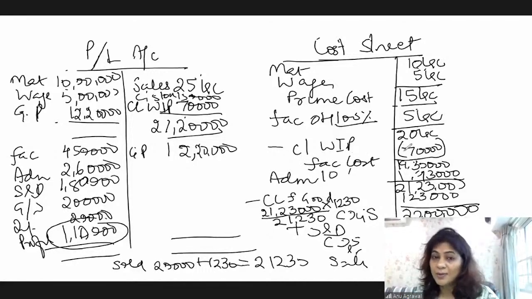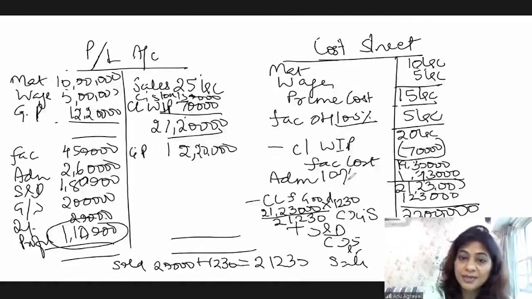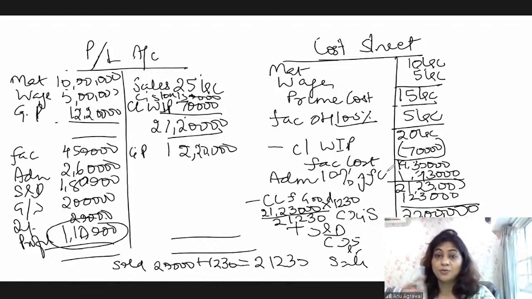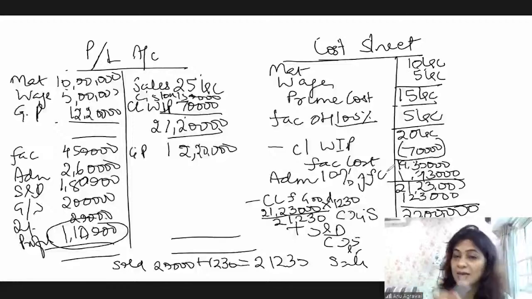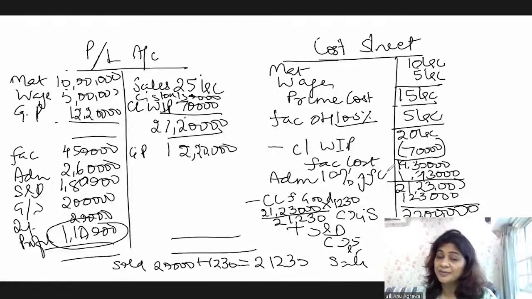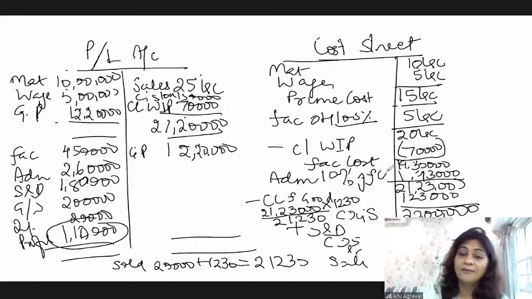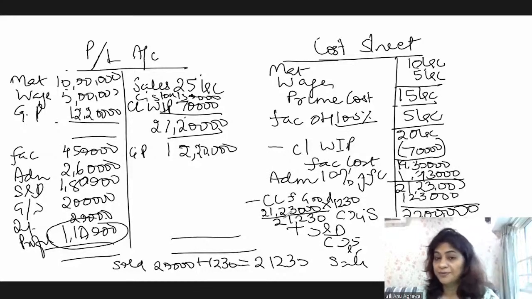19,30,000. Then the question says I need to charge 10% of factory cost as admin overhead. I should not look into what is my actual. So 10% of factory cost is how much? 1,93,000. With that, I got out my cost of goods produced. The total cost of goods produced is 21,23,000. I divided this by how many units I produced and multiplied it with the finished goods left. So I found out the value of closing stock.